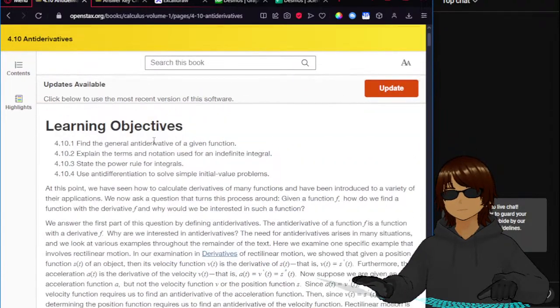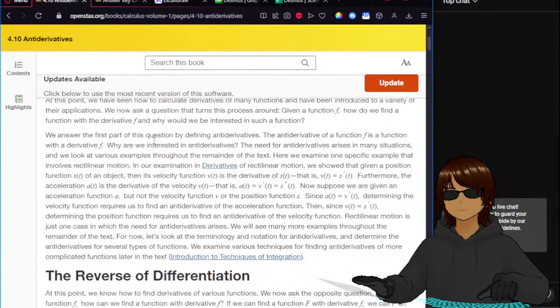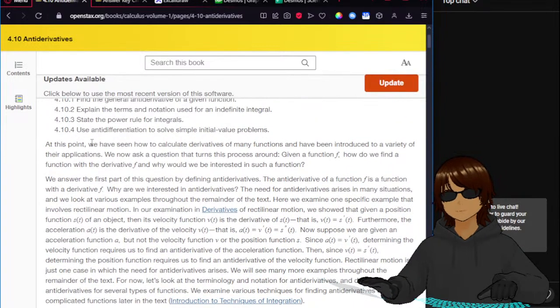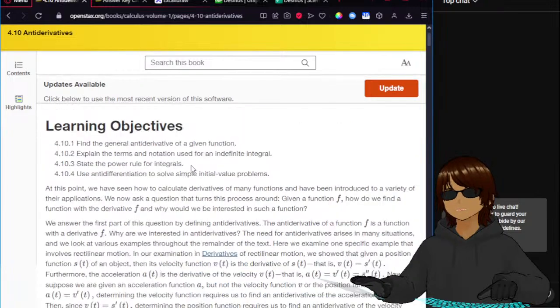Antiderivatives. At this point, we have seen how to calculate derivatives of many functions and have been introduced to a variety of their applications. We now ask a question that turns this process around. Given a function f, how do we find a function with the derivative f, and why would we be interested in such a function?